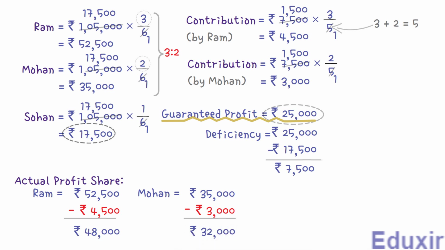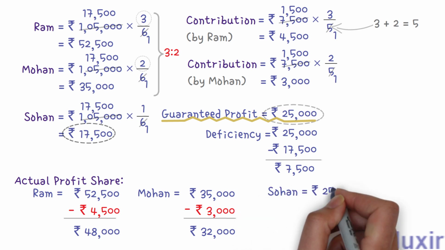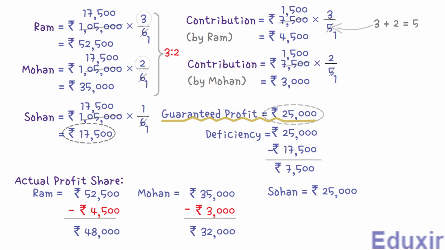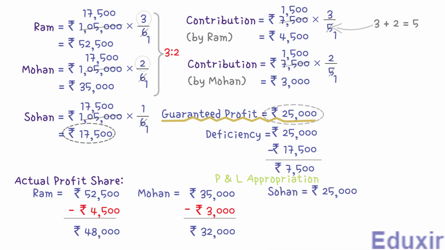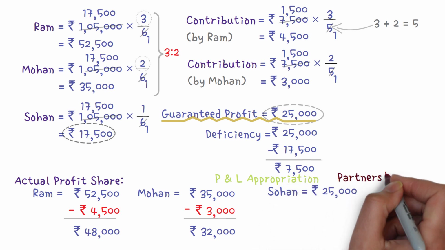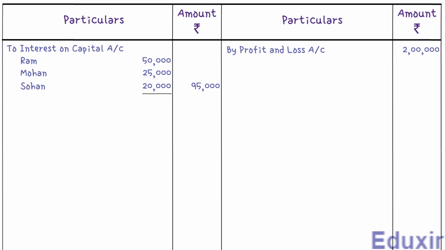And finally, the share of profit of the partner Sohan will be equal to his guaranteed profit amount of 25,000 rupees. Now, for posting these profits, we should debit the profit and loss appropriation account and credit the partner's capital account individually for each partner. Now, the preparation of the partner's capital account is not in the scope of this problem. So, let's leave out the partner's capital account related credit entry and let's directly post the profit and loss appropriation account related debit entry into the profit and loss appropriation account.